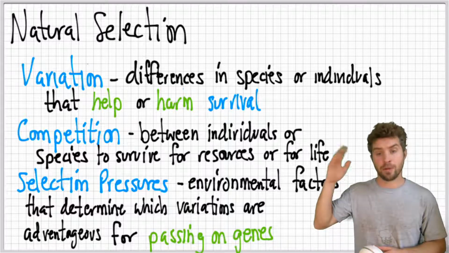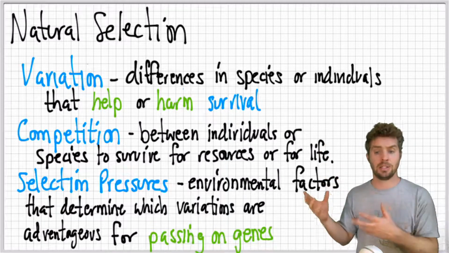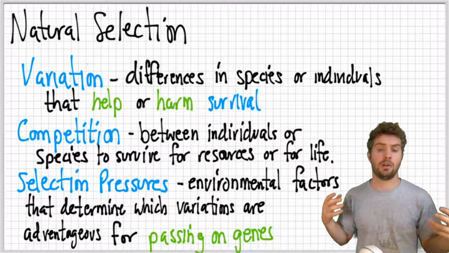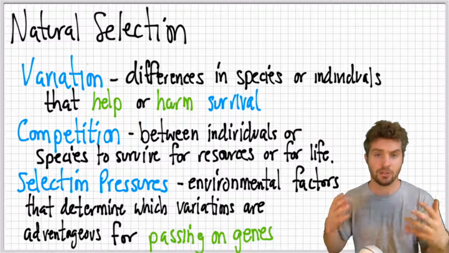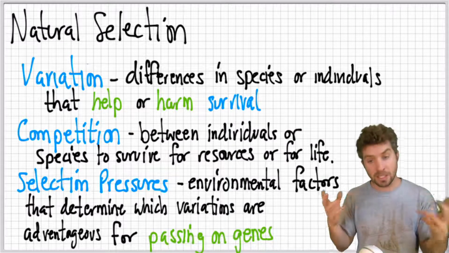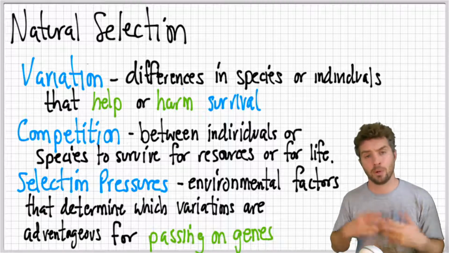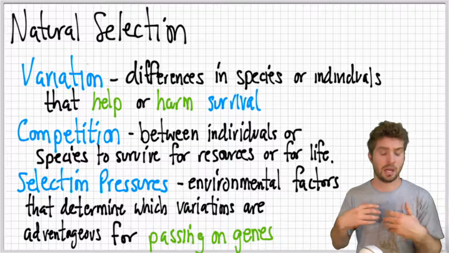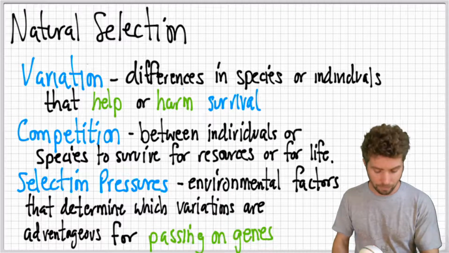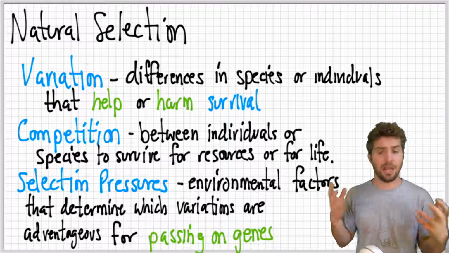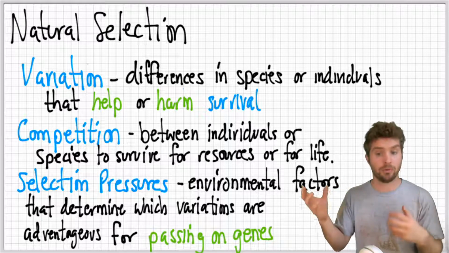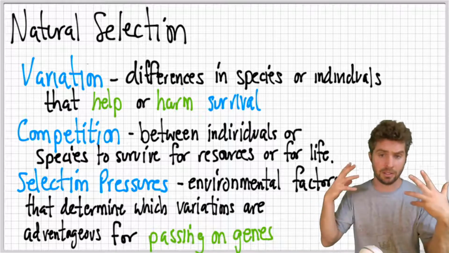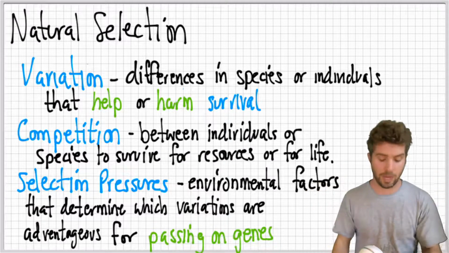So the variations give advantages or disadvantages in this competition, and the selection pressures determine those advantages or disadvantages. Then the fittest, you might say, the organisms with the most advantages, are able to most easily pass on their genes and to reproduce. So that's the method of natural selection. It's all about natural forces, the environmental forces. There's nothing pulling the strings and directing traffic. It's the environment, and whatever happens will happen.